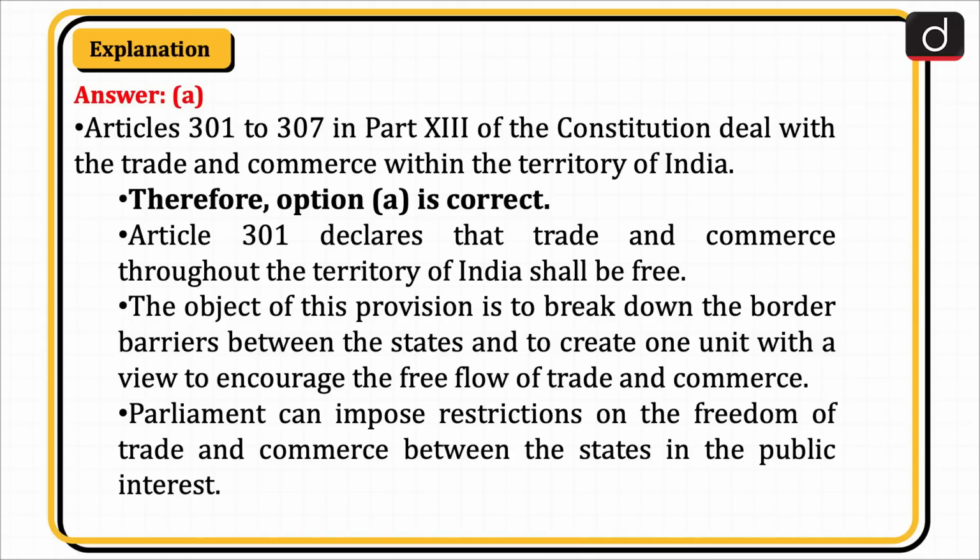Article 301 declares that trade and commerce throughout the territory of India shall be free. The object of this provision is to break down the border barriers between the states and to create one unit with a view to encourage the free flow of trade and commerce. Parliament can impose restrictions on the freedom of trade and commerce between the states in the public interest.